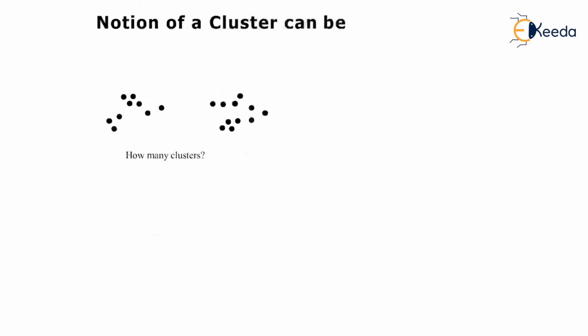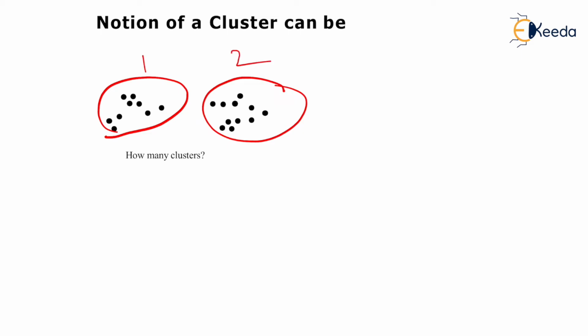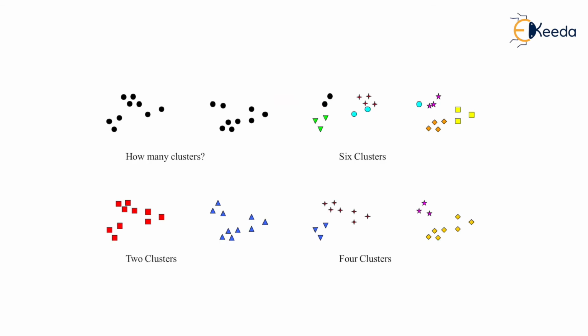Some notations of our clusters can be shown like this. When we get a scatter graph, at that time we get clusters like this. So this is one of the notations. How many clusters do we form? This is one and this is two, right? Here we form two clusters, one is this and one is this. Here we have six clusters, right? We can form six clusters.